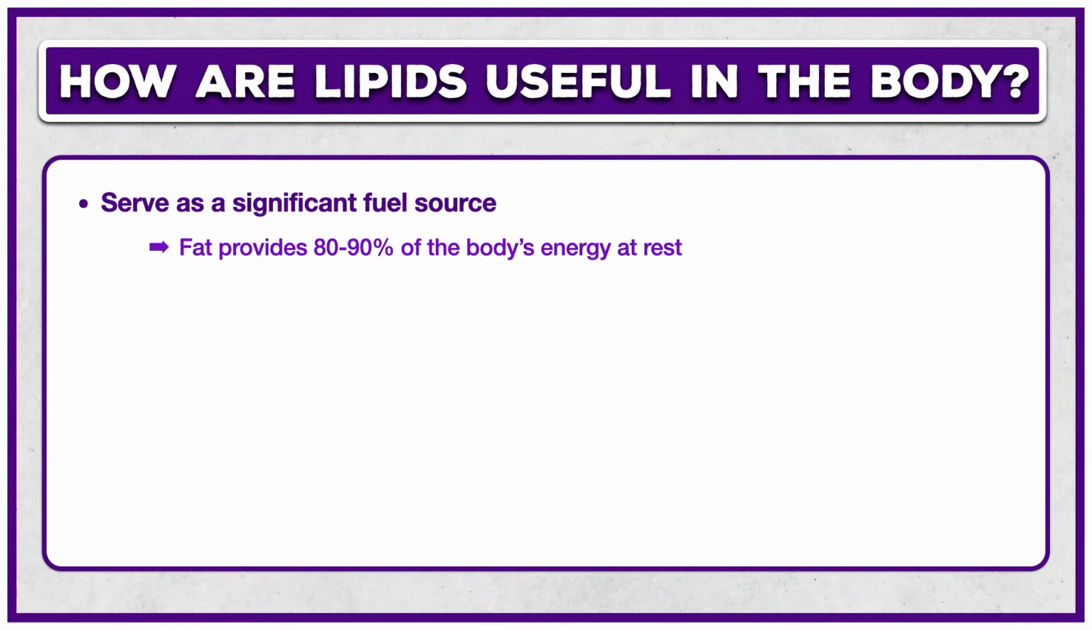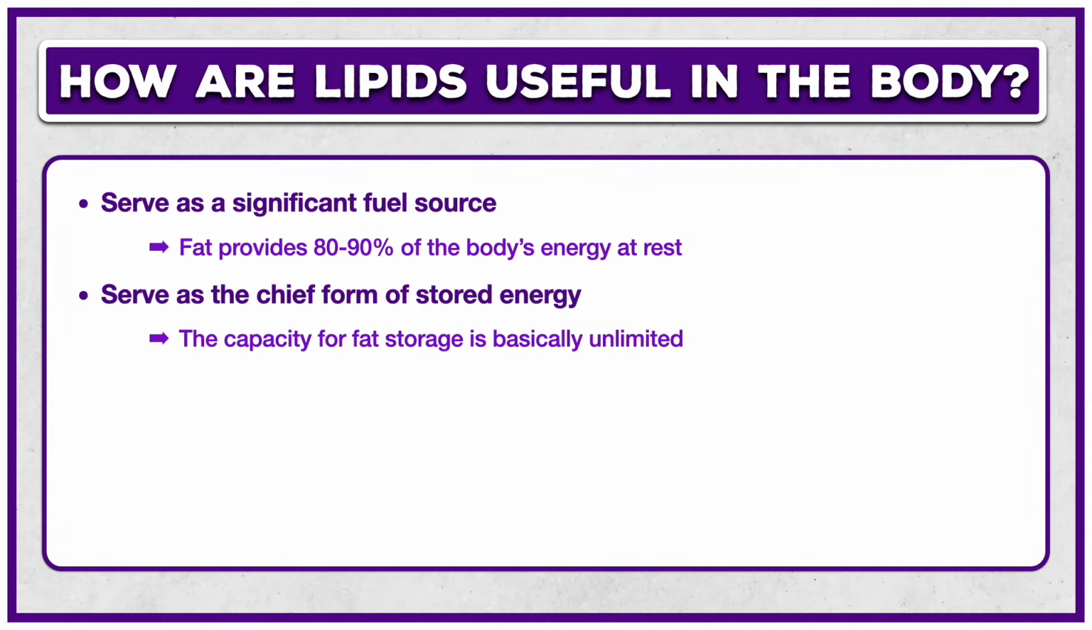Lipids serve as a significant fuel source, which they share with the carbohydrates. In Chapter 4, we learn that glucose is the exclusive fuel source for red blood cells and the preferred fuel source for the brain and central nervous system. While that is undoubtedly critical for survival, fat provides 80 to 90% of the body's energy at rest. Lipids also serve as the chief form of stored energy. Whereas there's limited storage for glycogen in the body, the capacity for fat storage is basically unlimited. That can be helpful in times of famine or disease. However, it can be harmful when considering the consequences of obesity.